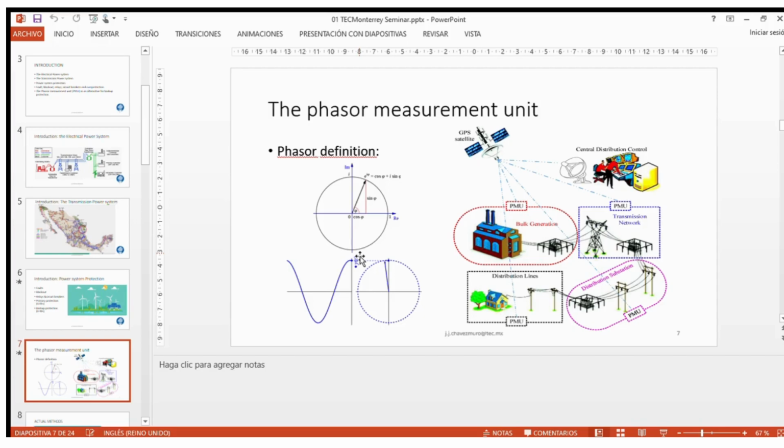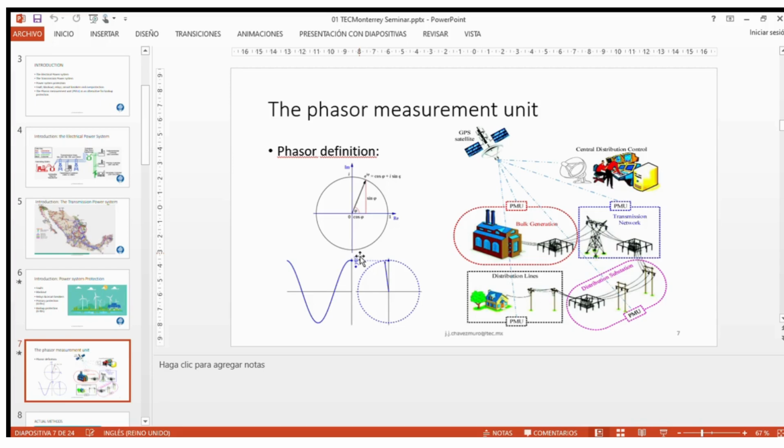The main advantage of a synchrophasor unit is that they can send and receive data from a satellite. The data that we collect through the system can be sent to a control room, and in a control room we can apply different methodologies and send it back to the breakers.